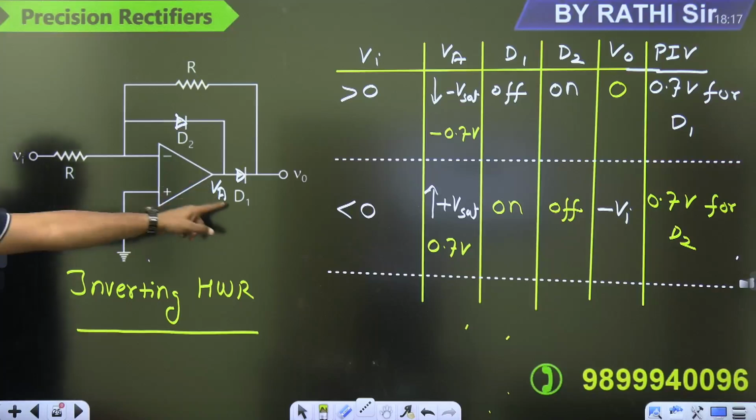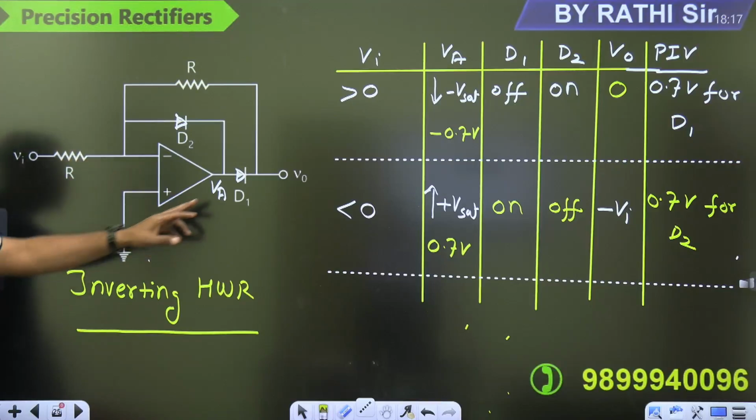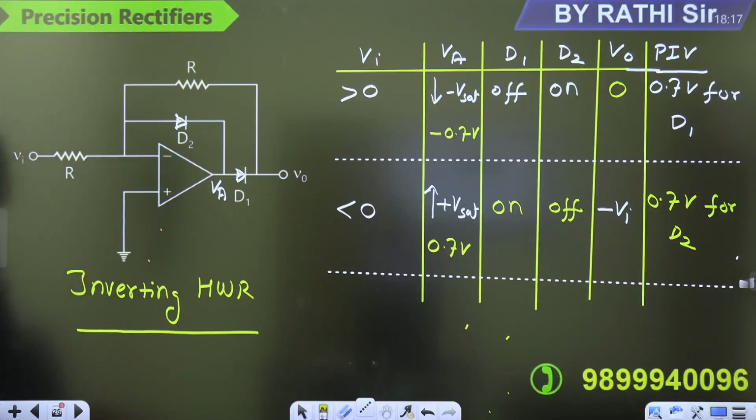I mean, this D1 is responsible for what? Rectification. When it is off, output is 0. When it is on, there will be the output. And what is the purpose of the D2? Just to reduce the PIV or peak inverse voltage of diode D1. Right? That is the basic purpose.